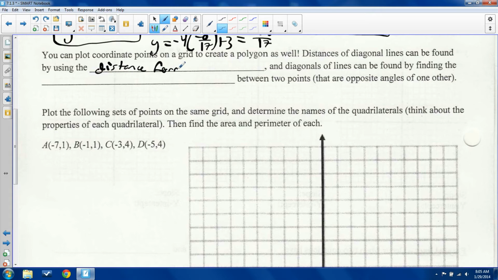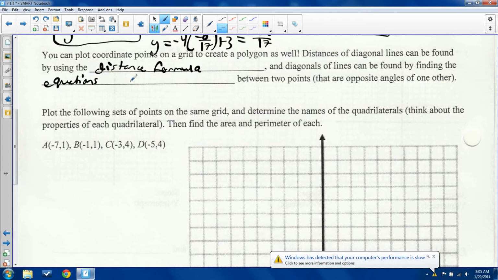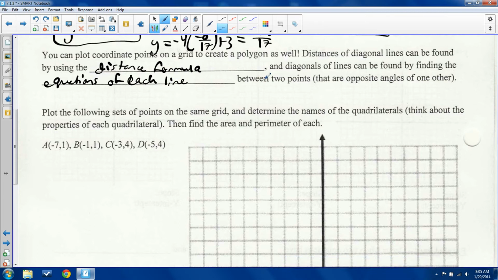in the other video, but unfortunately the audio was cut out, so we'll have to find another way to do that. I'll help you out with that at another time. We won't need it for this particular example. Diagonals of lines can be found by finding the equations of each line, or of the lines between 2 points that are opposite angles of one another.